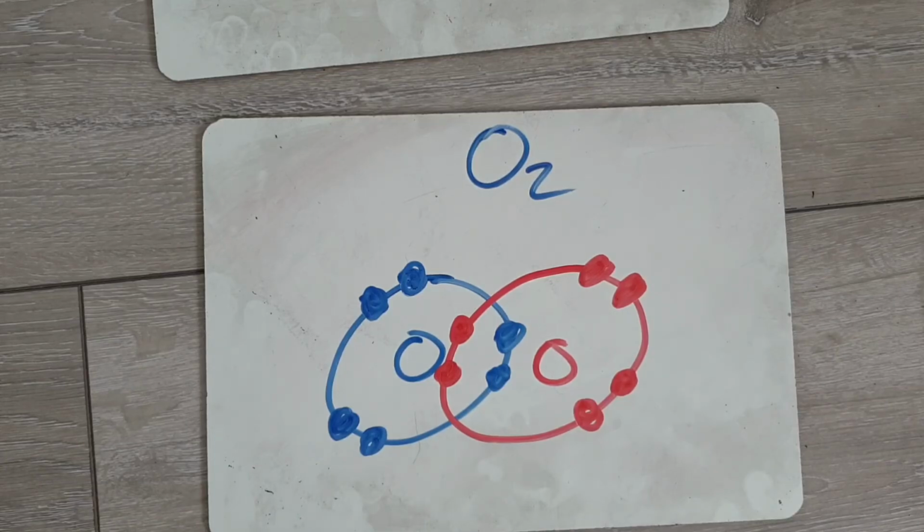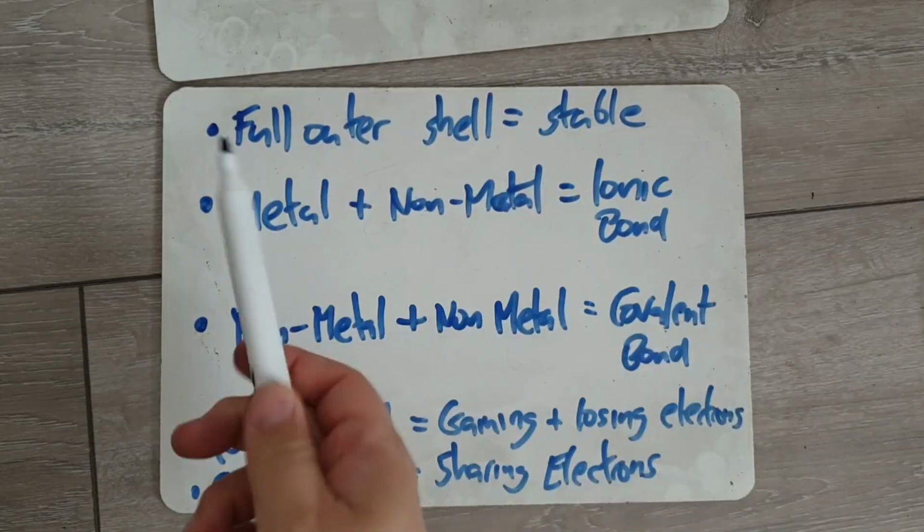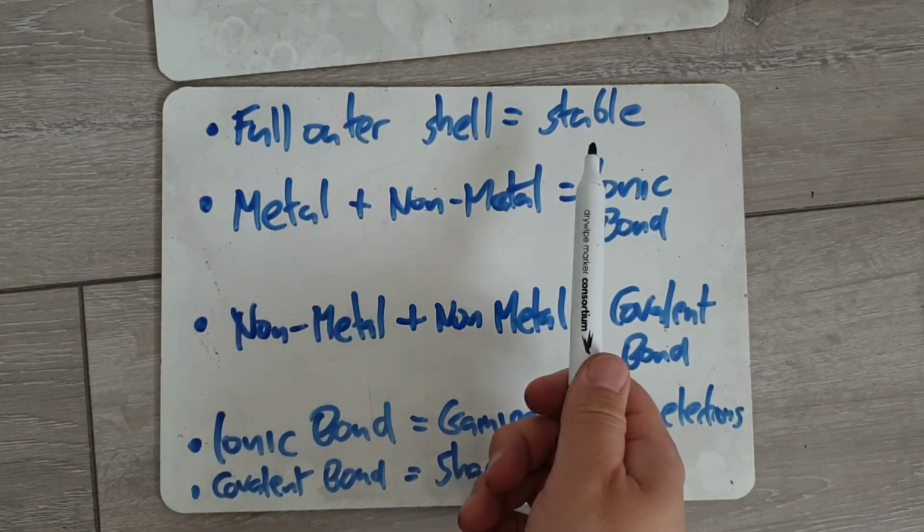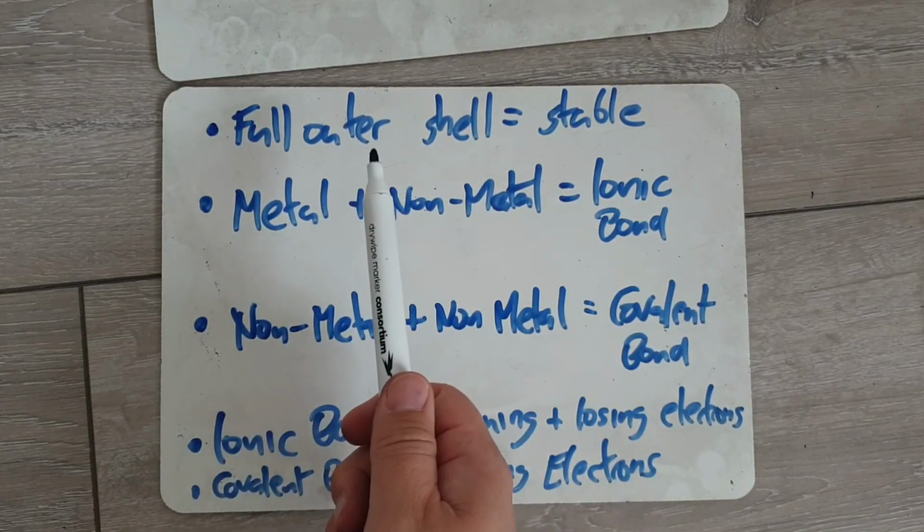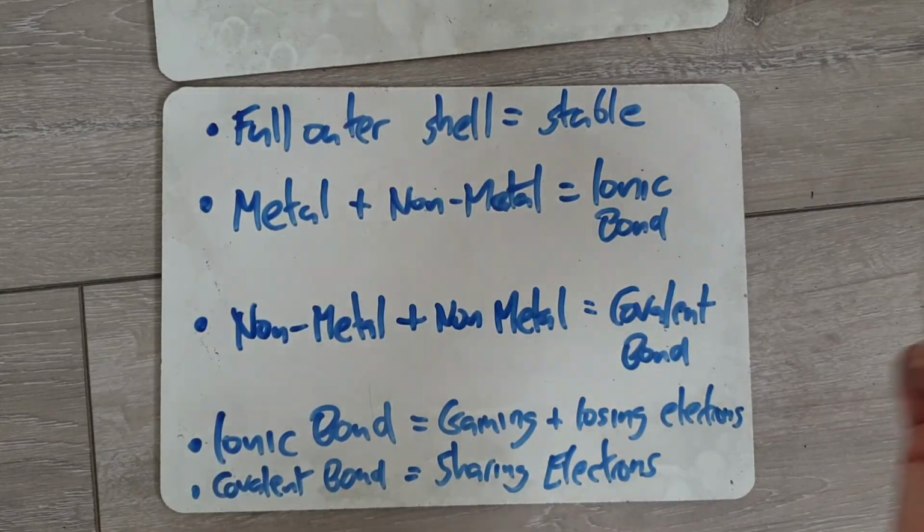So in an ionic bond, it's gaining and losing electrons. It's a metal and a non-metal. Metals got too many, non-metals don't have enough. So they form ions, positive and negative. In a covalent bond, it's 2 non-metals and neither of them have got enough, so they share. So summary for today, atoms with a full outer shell are more stable, so they try to get the full outer shell. Remember, 2 on the first, then 8, then 8, then 8.